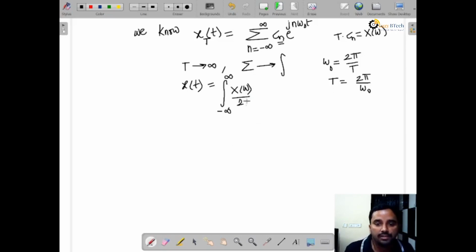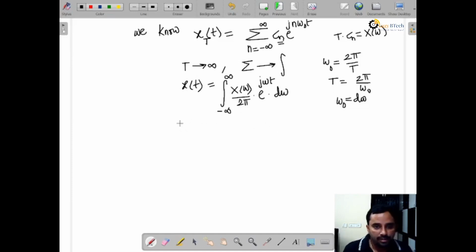So in the place of t, 2 pi by omega naught. And here e power j n omega naught will become omega t, and here we have omega naught, and already we discussed that this omega naught will become d omega, very small. So in the place of omega naught we can write d omega. So all the things, when t goes to infinity, I substituted.